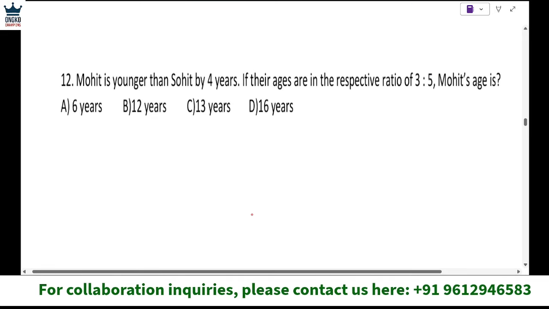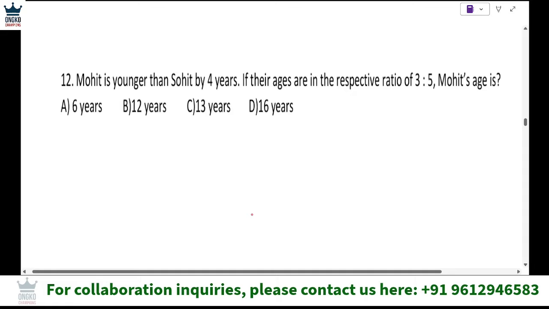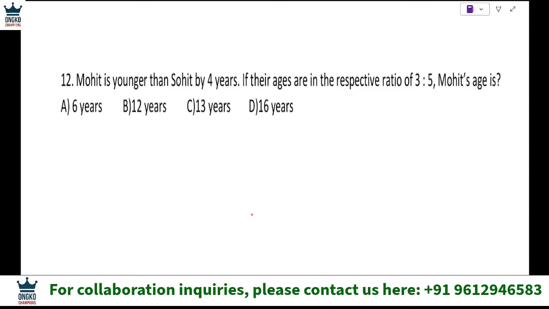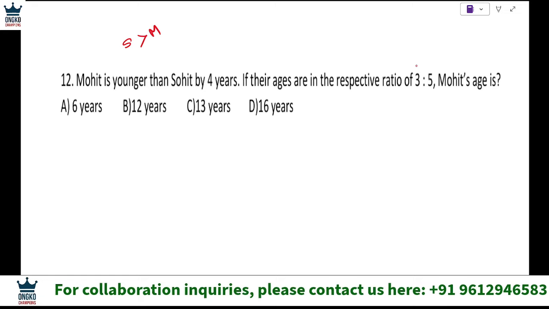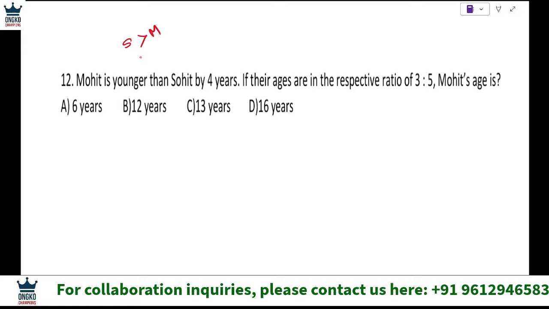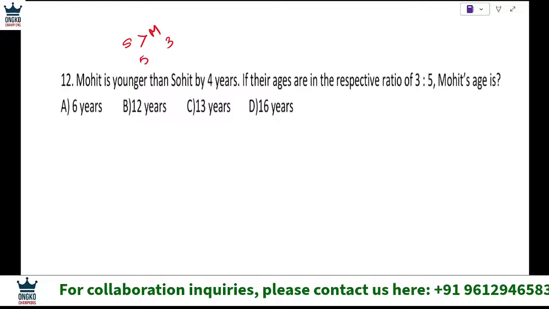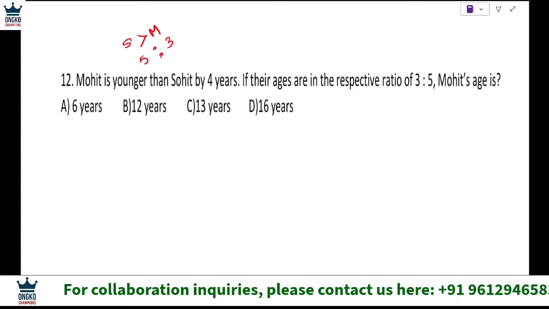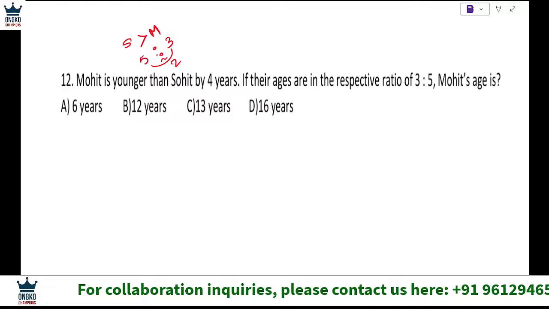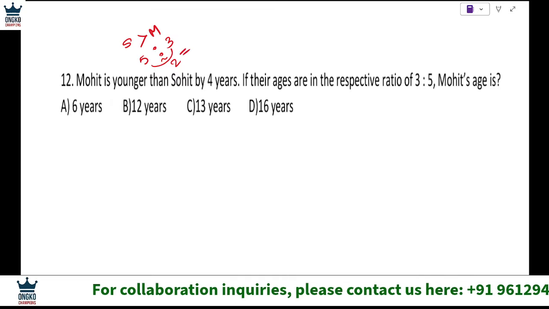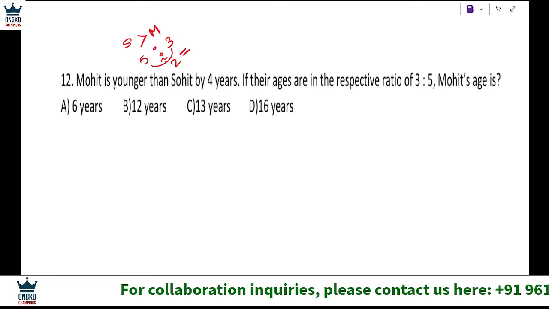Mohit is younger than Sohit by 4 years. So here Sohit is elder than Mohit. If Mohit is younger than Sohit, that means Sohit is elder than Mohit. Their ages are in the respective ratio of 3 to 5. So Sohit is older, right? 5 is Sohit and 3 is Mohit. The difference between 3 and 5 is 2 parts. Now as per the question, Mohit is 4 years younger, that means the difference of 4 years.